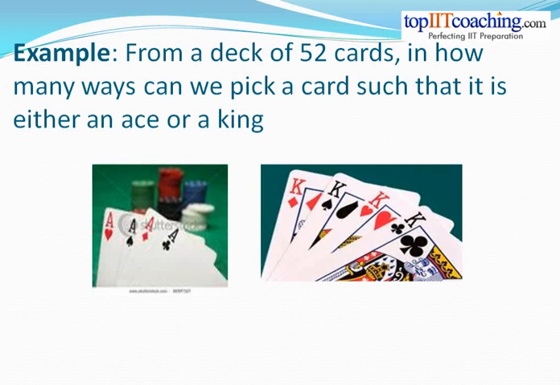Here K1 intersection K2 is equal to 0 because it is not possible for any card to be an ace and a king at the same time. So K is equal to K1 plus K2, and that is equal to 4 plus 4, which is equal to 8. So the number of ways in which we can pick a card such that it is either an ace or a king is equal to 8.